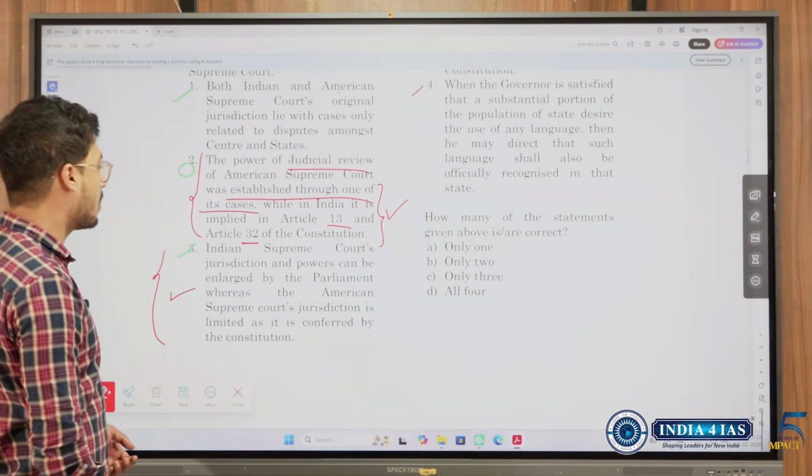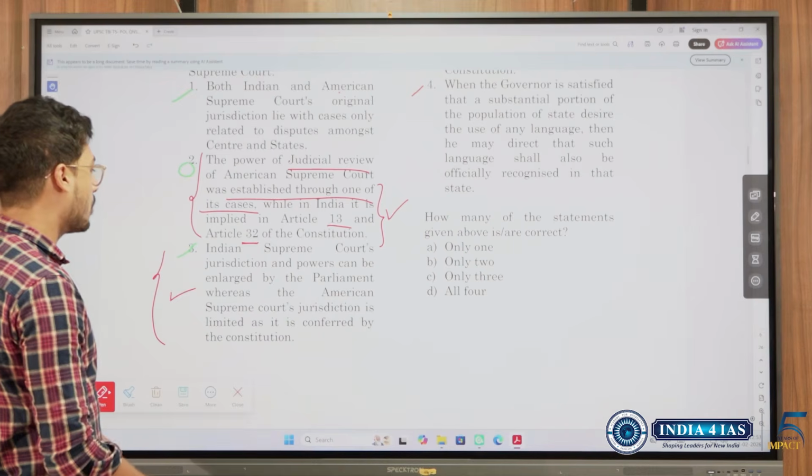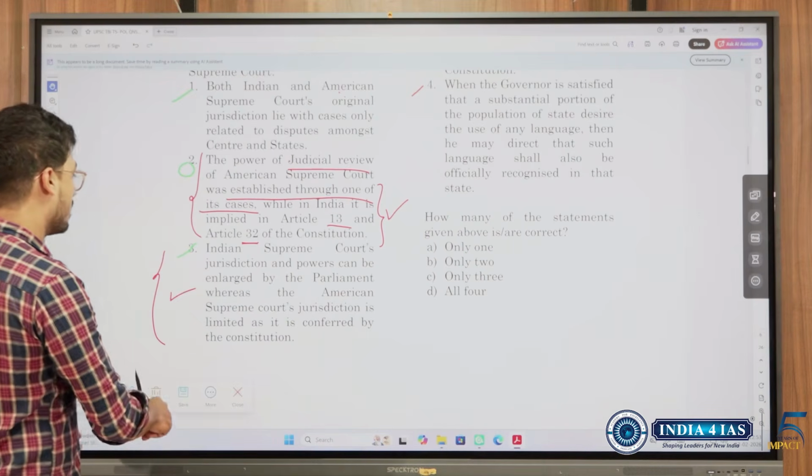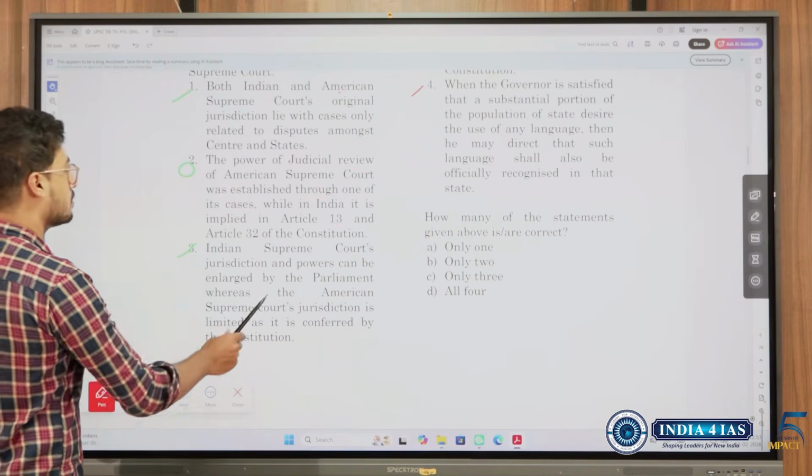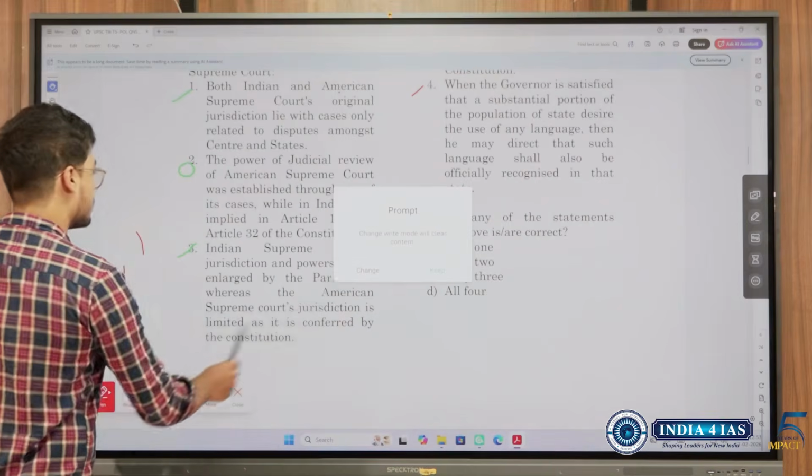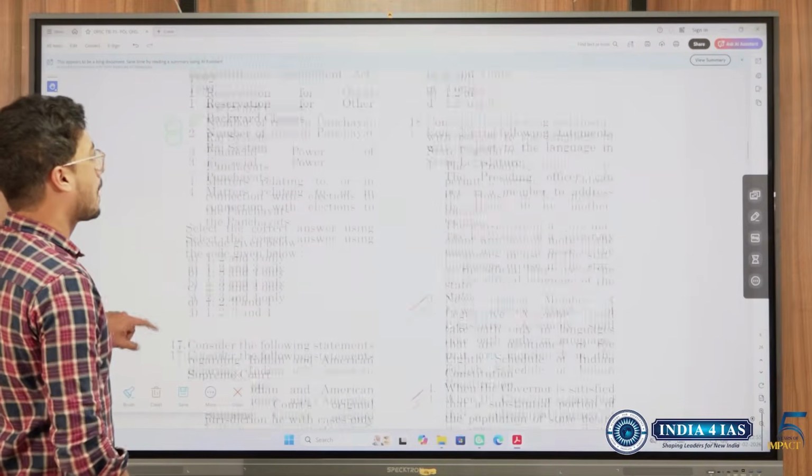So that you are aware of this, and this is a simple thing which you should know. Indian Supreme Court jurisdiction powers are enlarged by the Parliament. American Supreme Court is limited to what is conferred by the Constitution. Correct. Okay, we'll move ahead.